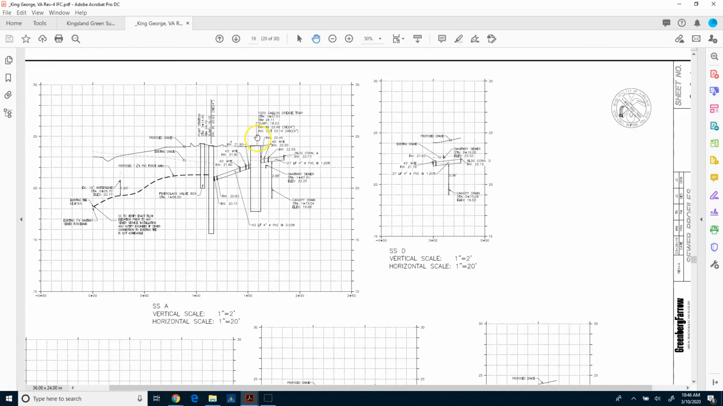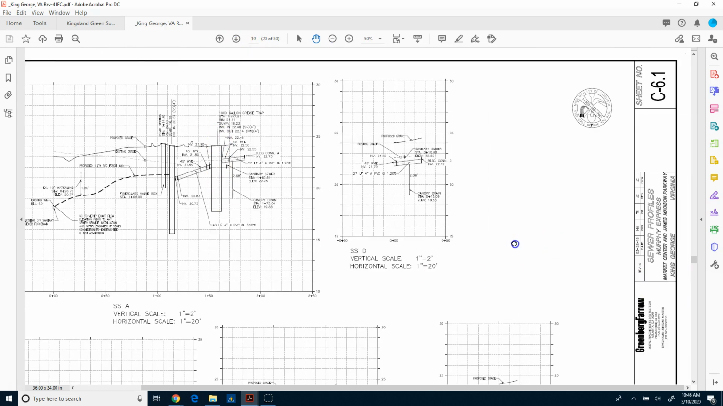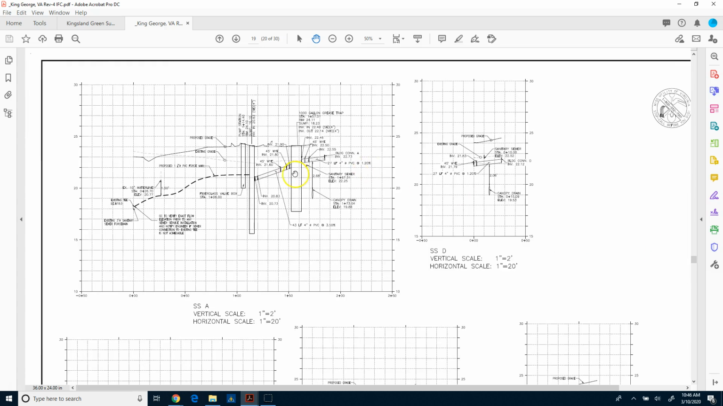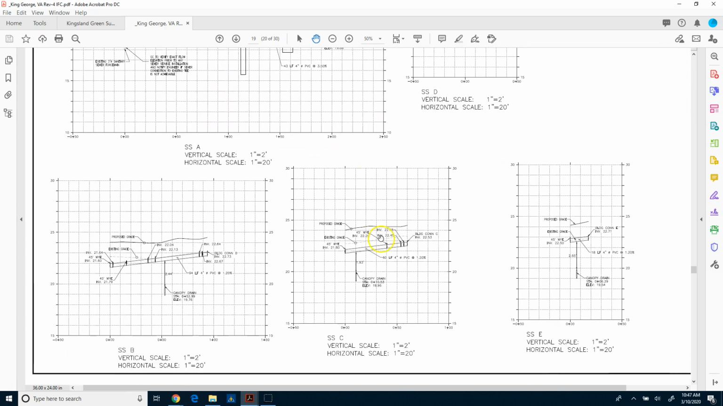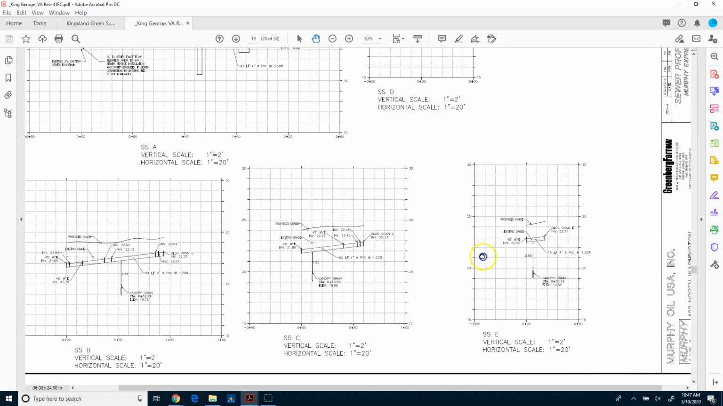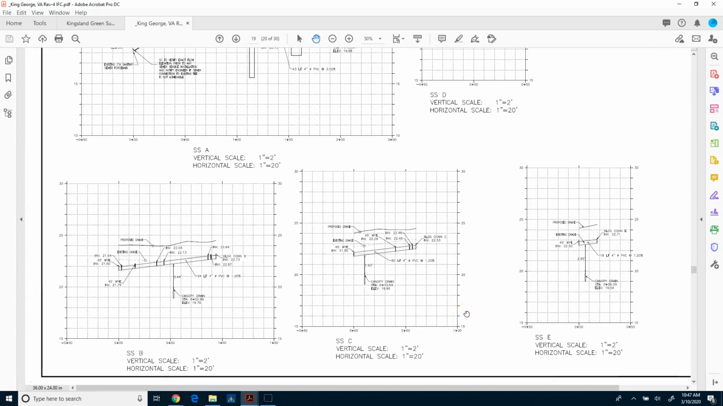The next page, I think, is the sanitary sewer profiles. So this would show us how the pump station is laid out, the grease trap, and the elevations of the existing ground and proposed ground. All right, so these are all just the sanitary profiles that would be in the project.